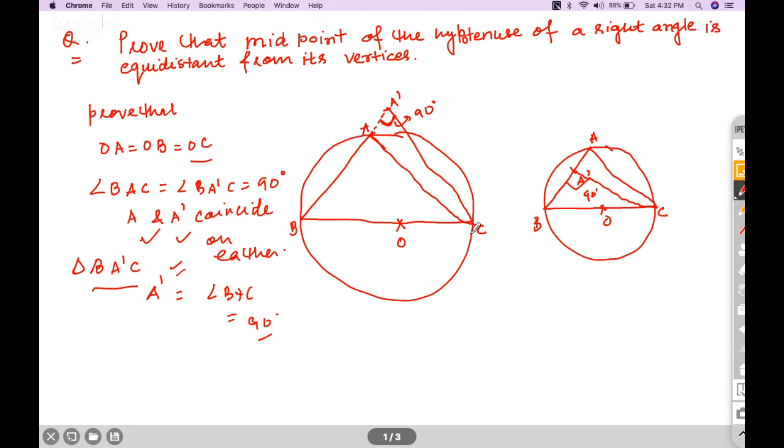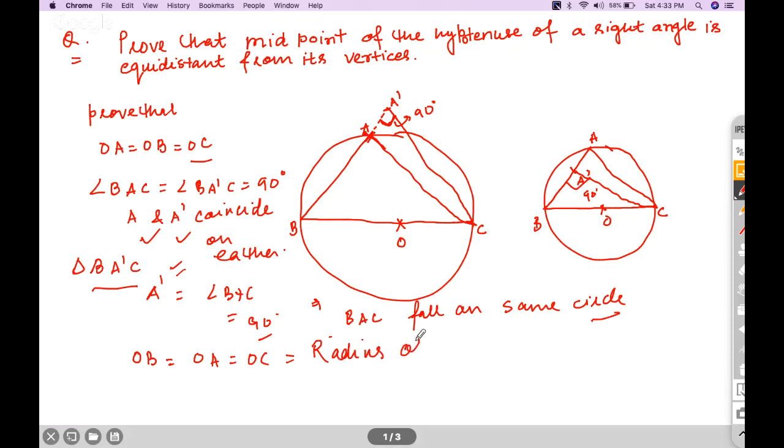When they coincide, then the circle passing through these 2 points B, C will also pass through this point A. It means that B, A, C fall on the same circle. And if B, A, C fall on the same circle, then OB would be equal to OA would be equal to OC, because this would be a radius of the circle. So that is how this needs to be proved.